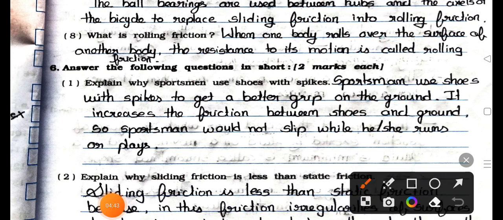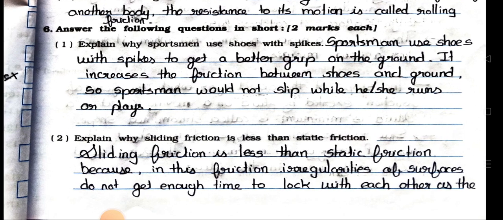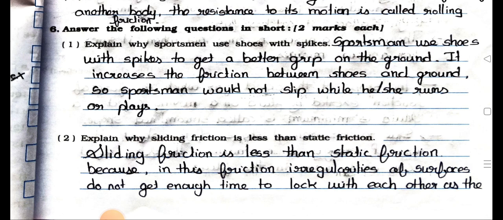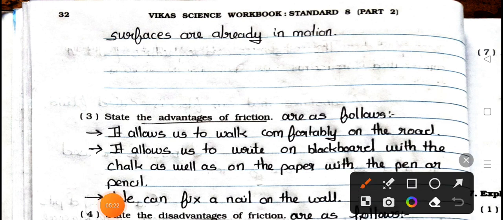Question number 1. Explain why sportsmen use shoes with spikes. Answer is sportsmen use shoes with spikes to get a better grip on the ground. It increases the friction between shoes and ground. So, sportsmen would not slip while he or she runs or plays. See the question number 2. Explain why sliding friction is less than static friction. Answer is sliding friction is less than static friction because in this friction, irregularities of surface do not get enough time to lock with each other as the surfaces are already in motion.